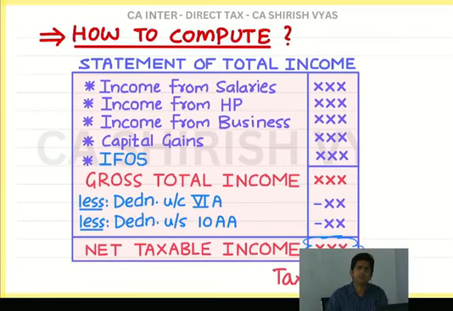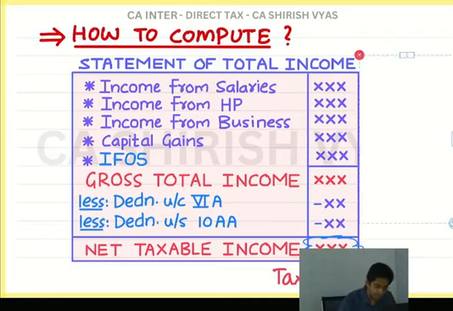And if someone asks what is the last head of income? Income from other sources. Okay. Today when your parents ask you, today you studied income tax, tell me what are the 5 heads of income, you should be able to say income from salary, income from house property, income from business, capital gains, income from other sources. And to calculate these 5 heads, we prepare 5 separate statements.